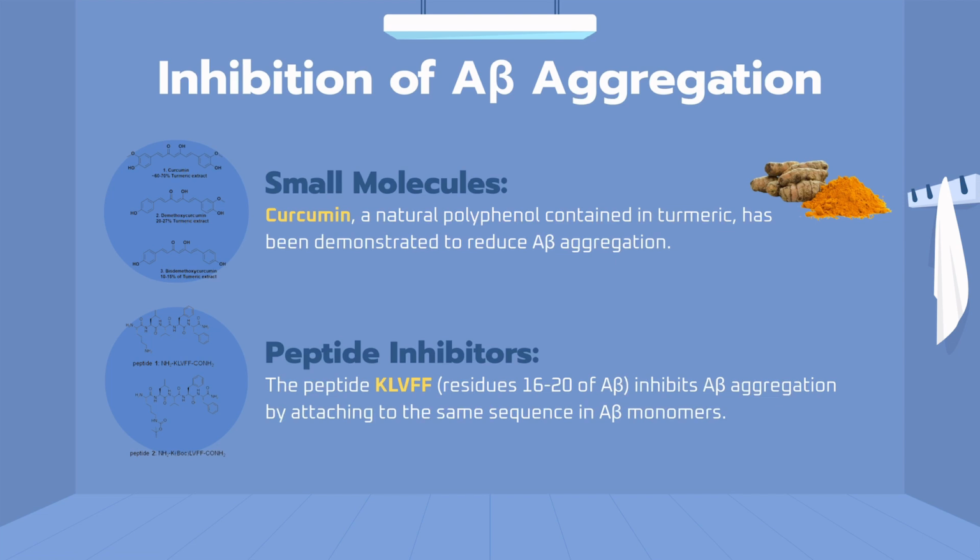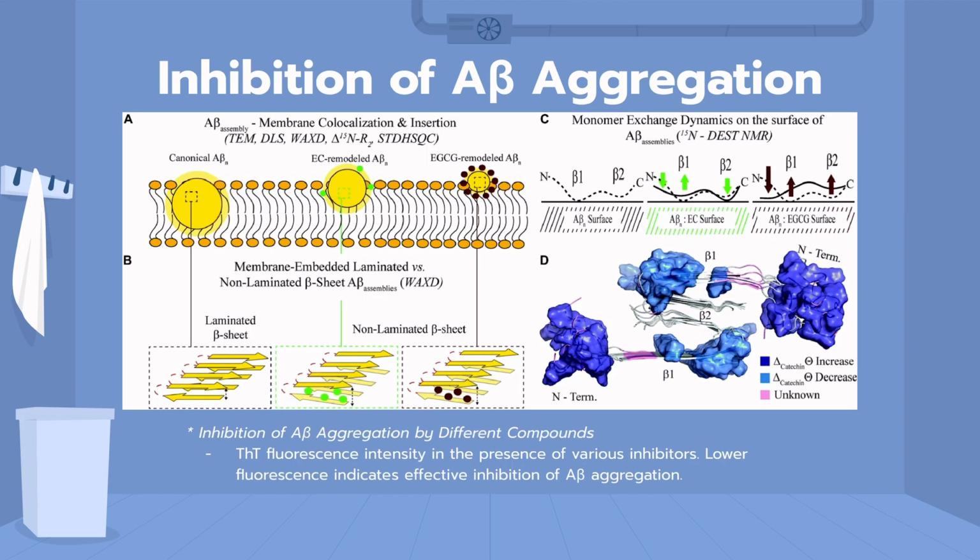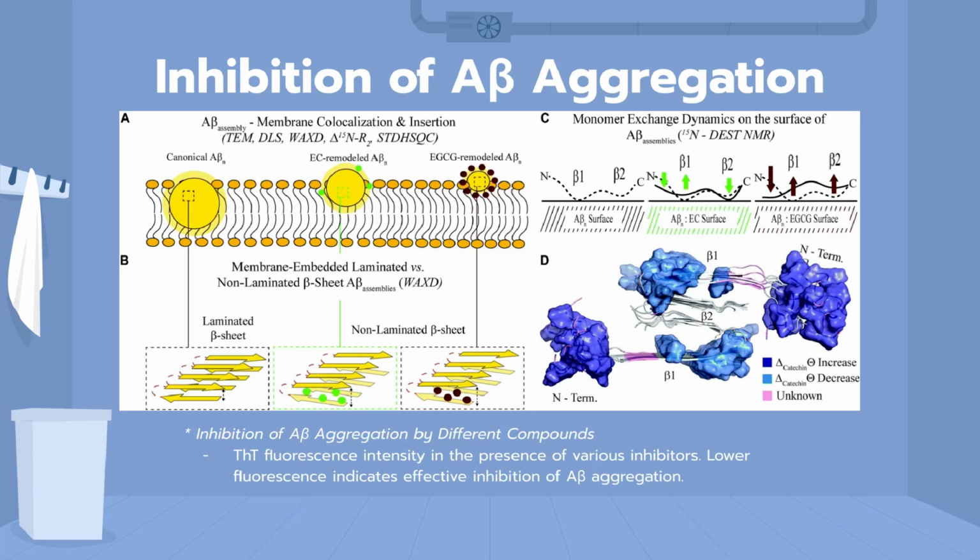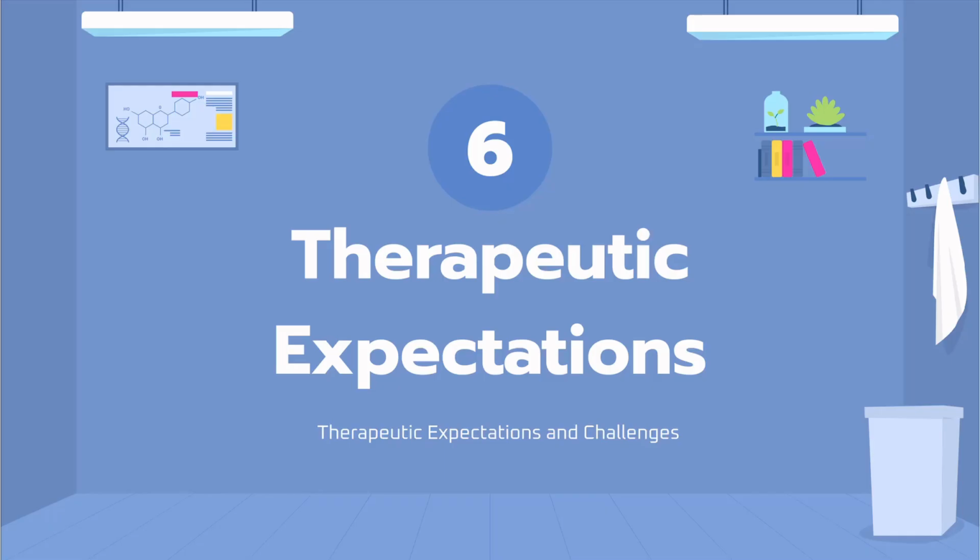Besides, peptide inhibitors were also evaluated. Peptides that imitate portions of the A-beta sequence can decrease aggregation. The peptide KLVFF inhibits A-beta aggregation by attaching to the same sequence in A-beta monomers. THT assays showed that KLVFF-treated samples had considerably lower fluorescence than controls. Before we wrap this up, I want to discuss the therapeutic expectations and challenges of this finding.